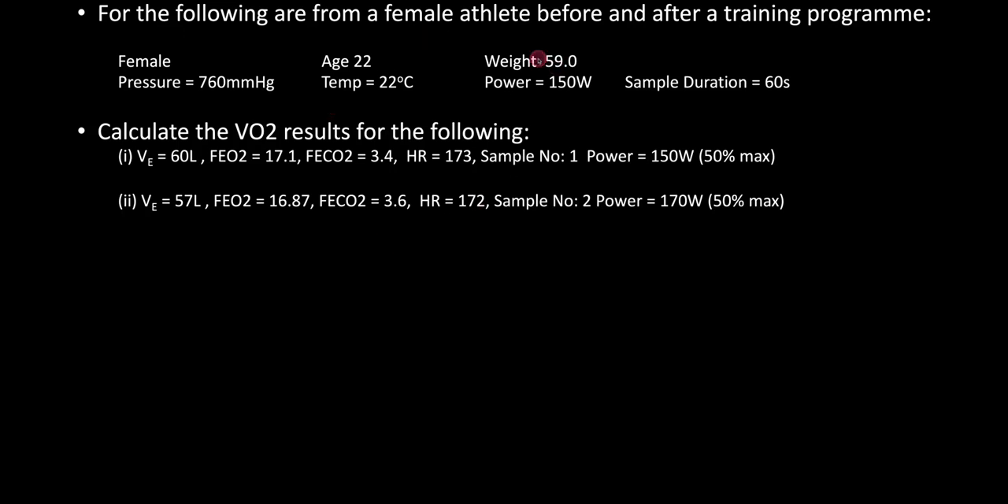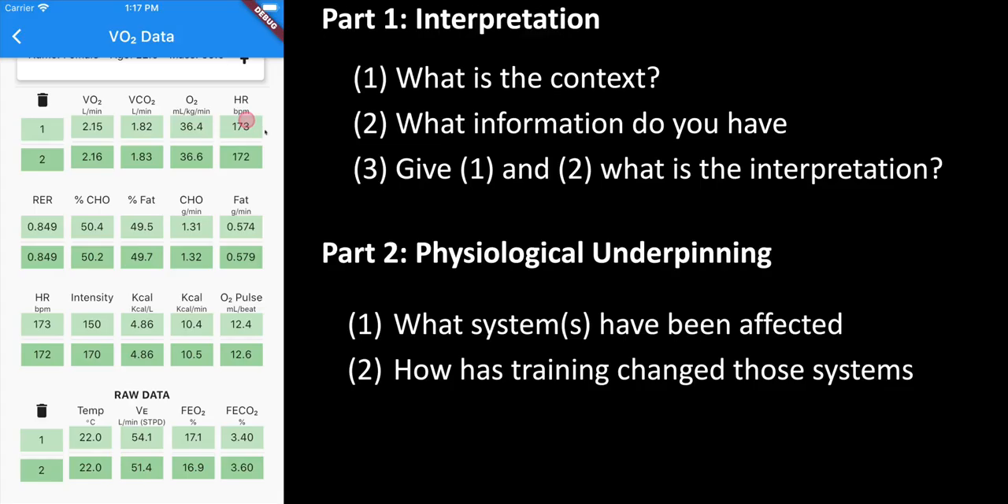Her weight hasn't changed. We know that can affect relative VO2 max, so we can discount that if we see any differences. And everything's been standardized like we normally do for gas bag analysis. So context is an athlete who's gone through a training program. What information have we got? Well, we've got all the standard information we would expect. VO2, absolutely. Relative VO2, heart rate we were given. We've got all the other analysis that we might want. So RER, percentage fat and carbohydrate, and so on.